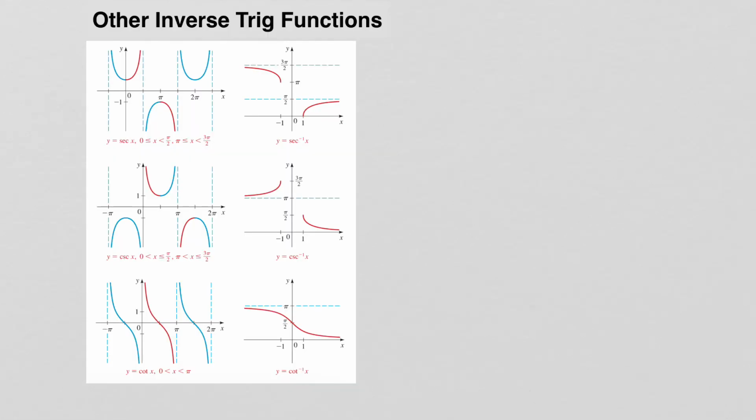Now, it is possible to define inverse secant, inverse cosecant, and inverse cotangent. And here are those functions, their restricted domains, and the graphs of those inverse functions. But I will just tell you from experience, there is no need to memorize these graphs or these domains. We can pretty much do everything that we need to do, for the most part, with inverse sine, inverse cosine, and inverse tangent. And that concludes this video lesson.